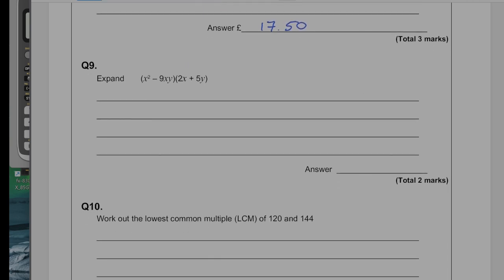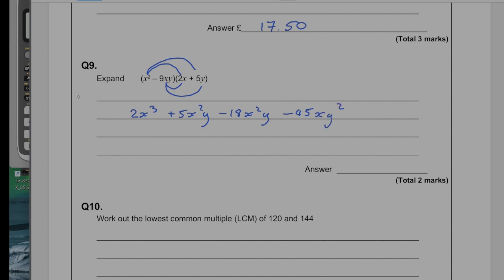Question 9, expand. And we've got quite a difficult one to expand. It looks difficult anyway, but it's exactly the same process of expanding anything else. So x squared times by 2x will give you 2x cubed. 2x times by 5y would give you plus 5x squared y. This times this will give us minus 18 x squared y. And then this times by this will give us minus 45 x y squared.